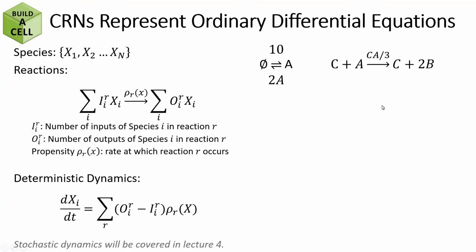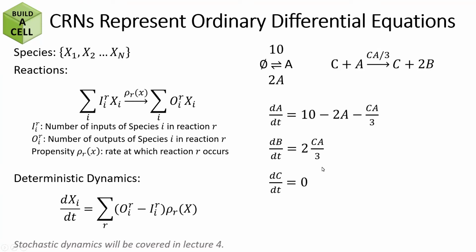So if we write out this differential equation, we first see that the change in the catalyst C is 0 because C is not involved in these reactions, so that doesn't do anything to it. In this case, C is both consumed and produced, so its net change is 0. So when you write out this sum of outputs minus inputs, you get 0 regardless of the rate. B is only produced from one reaction, it's never consumed, and 2B are produced from this reaction, and this reaction occurs at rate CA over 3. So I end up getting 2 times the rate of the reaction, CA over 3.